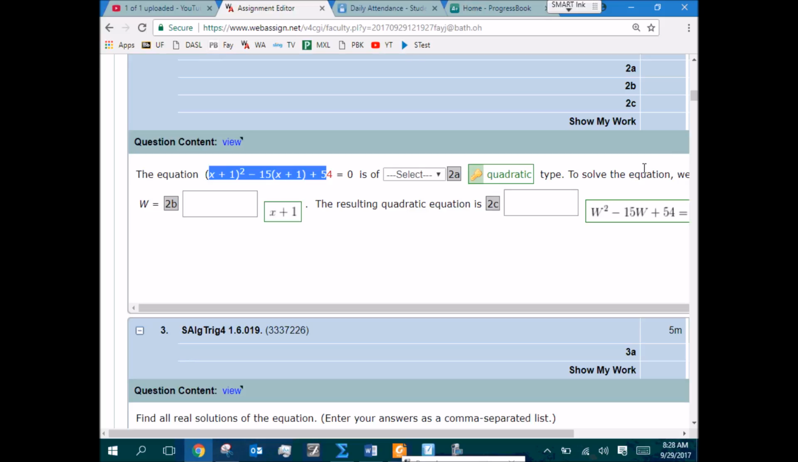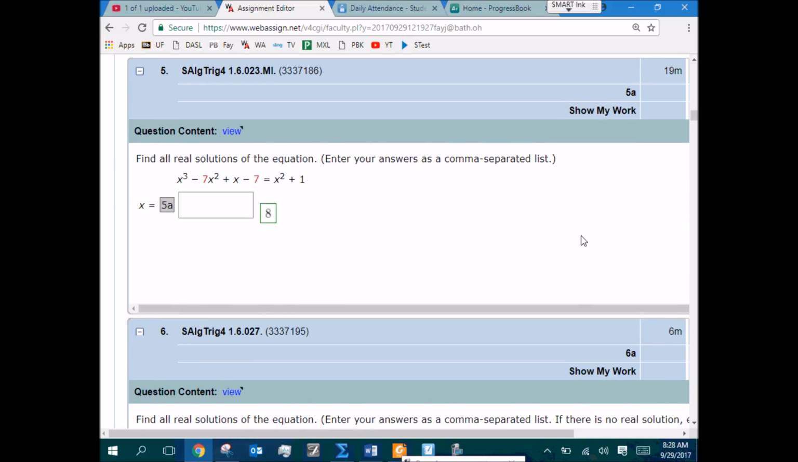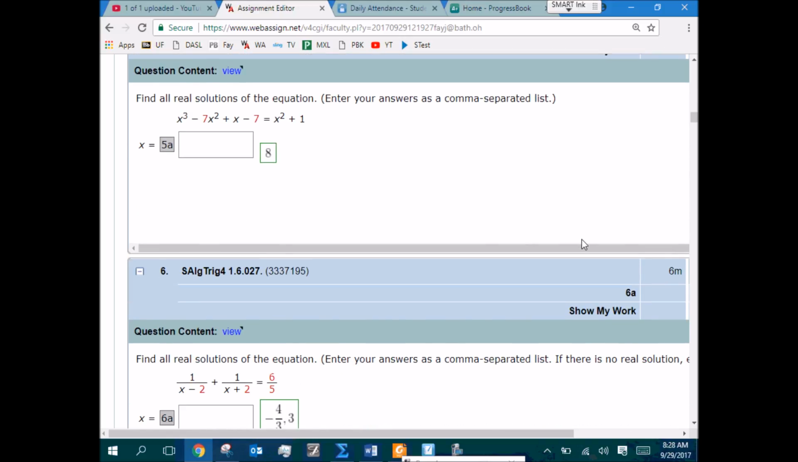Any others? Find all real solutions of this equation.